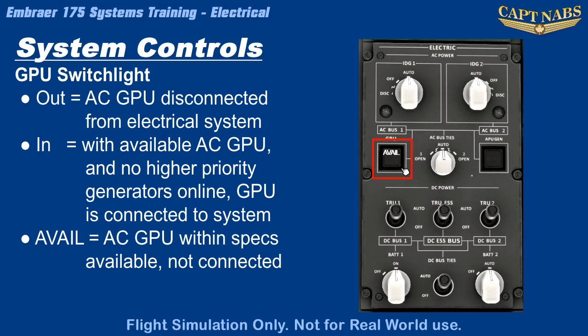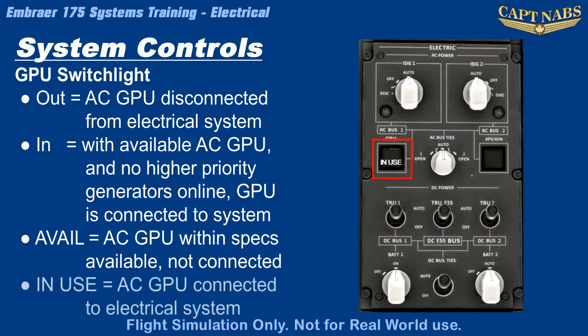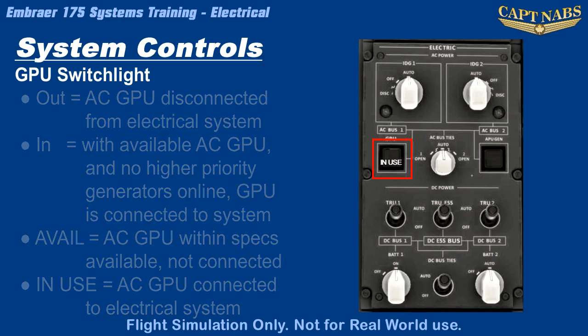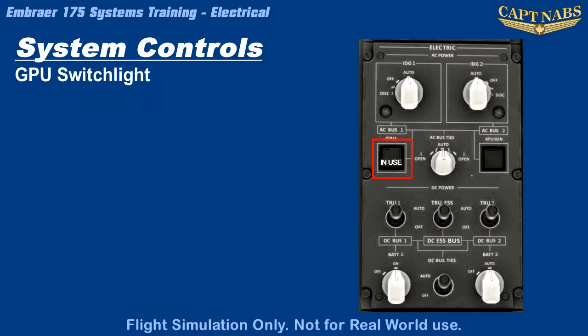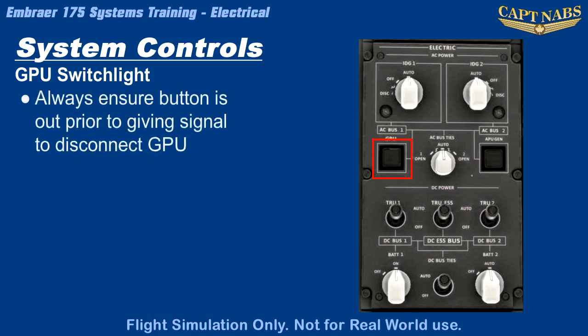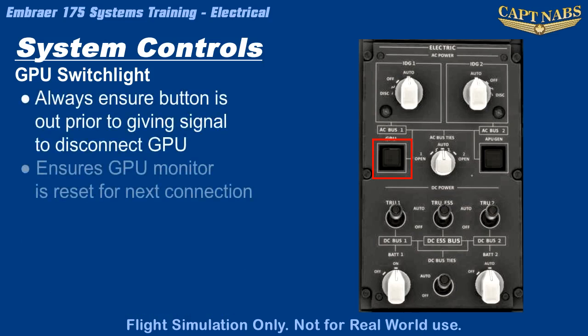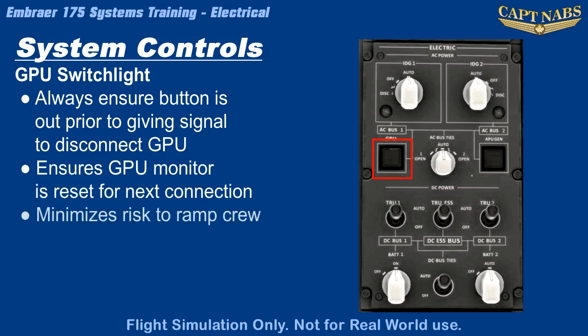If the GPU is connected to the system, the avail light goes out and the in-use light goes on. It is imperative that, even if the in-use light is not illuminated, the GPU switch is pushed out prior to instructing ground crew to disconnect the GPU. This ensures the GPU monitor is reset for the next connection. This also prevents dangerous, possibly fatal discharges as the plug is removed should the GPU monitor reconnect the GPU to the system as it is being removed.